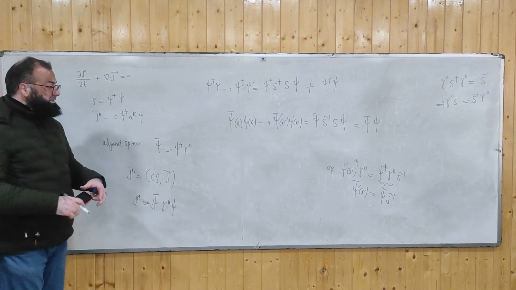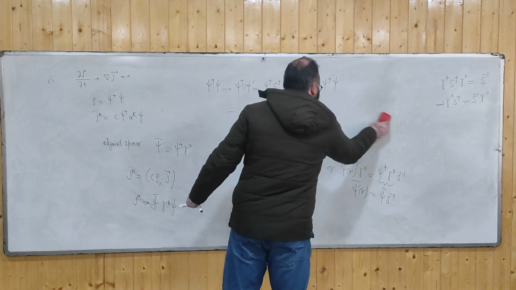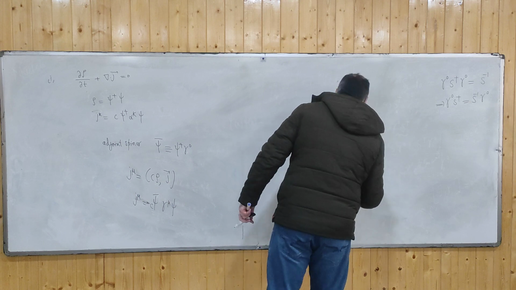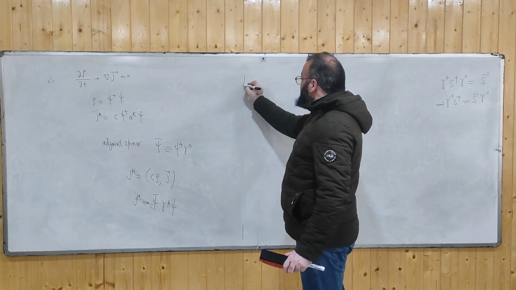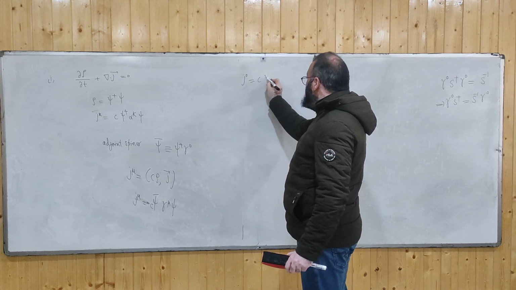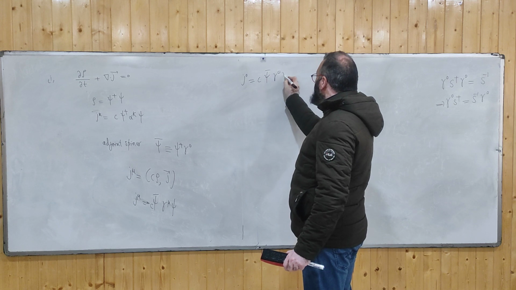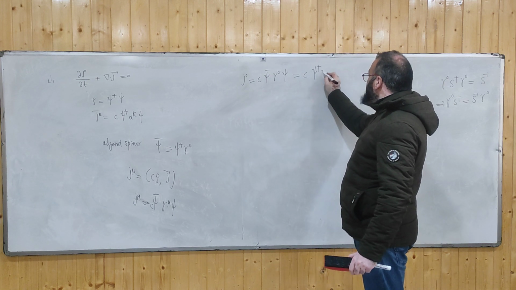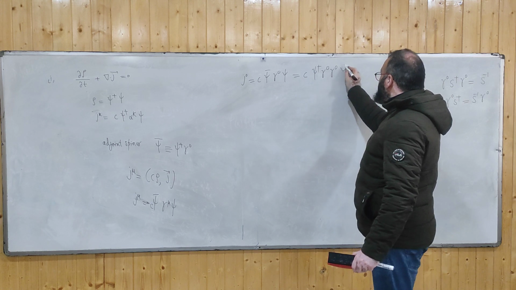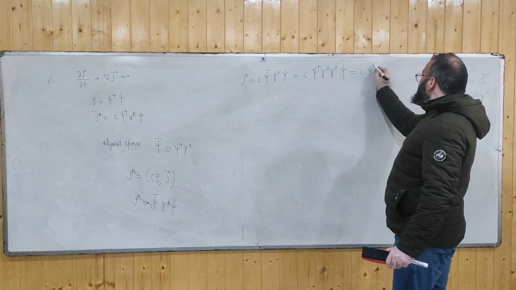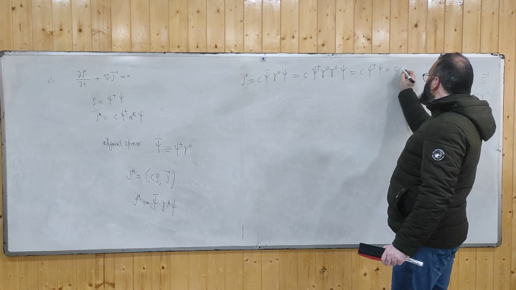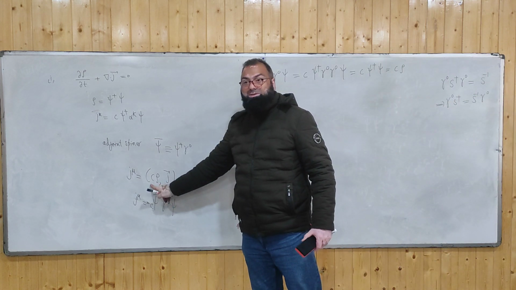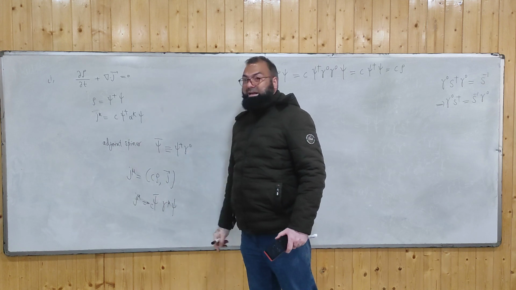Now let's check it. Let's take J0. What is that? C psi bar gamma 0 psi. Psi bar is actually psi dagger gamma 0, so that is C psi dagger psi. What is that equal to? C times rho, the first one. This is J0, C rho, and rho is psi dagger psi.